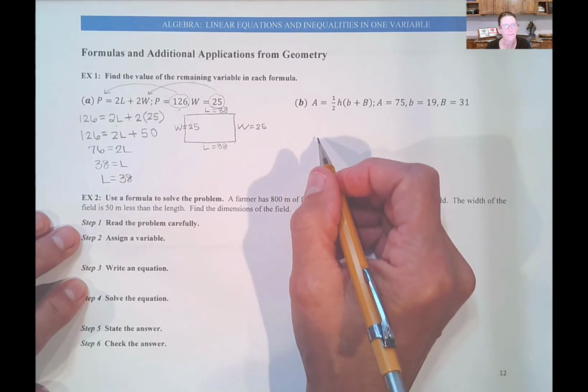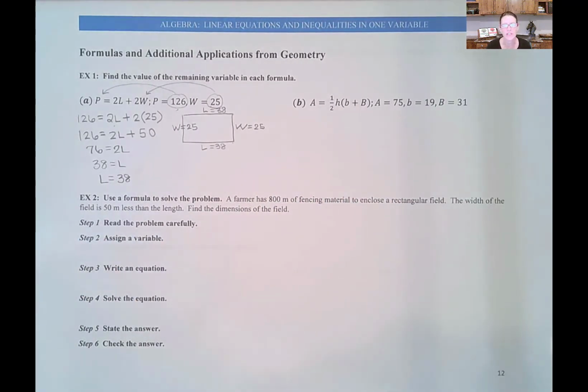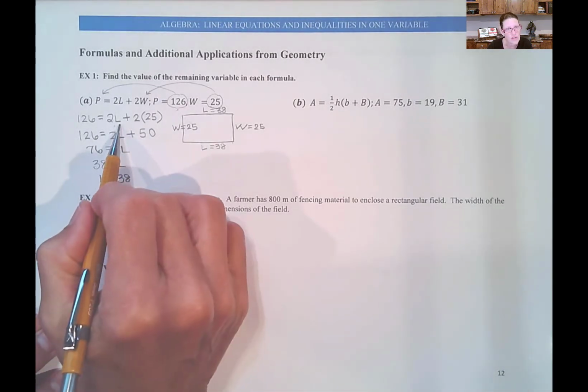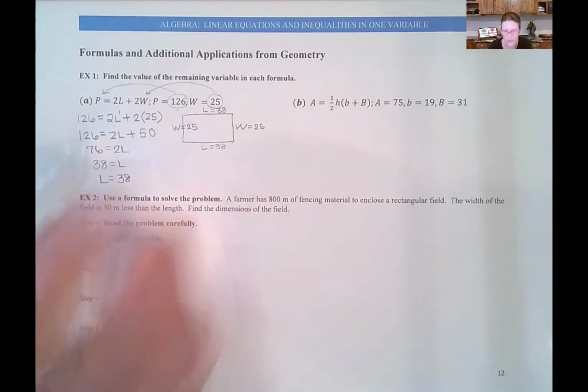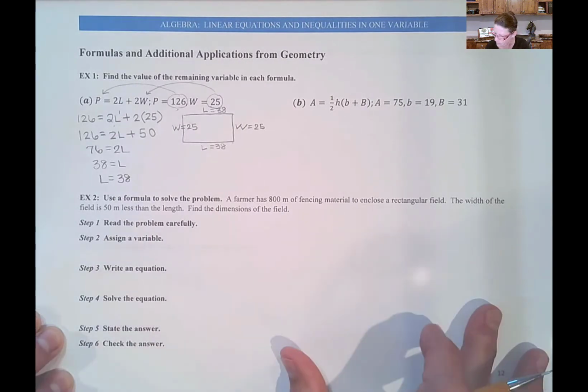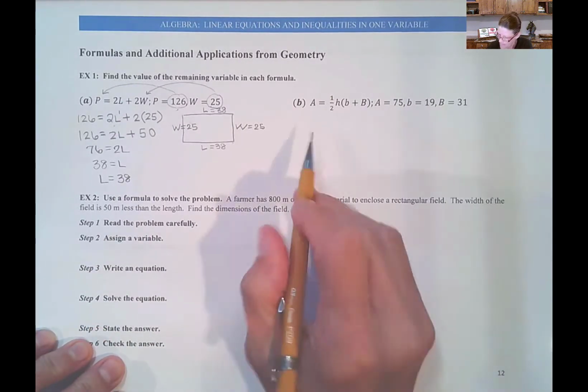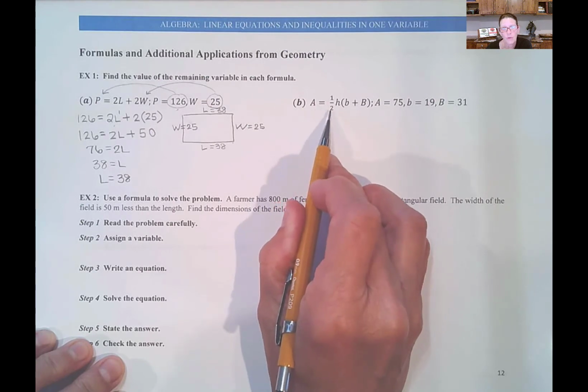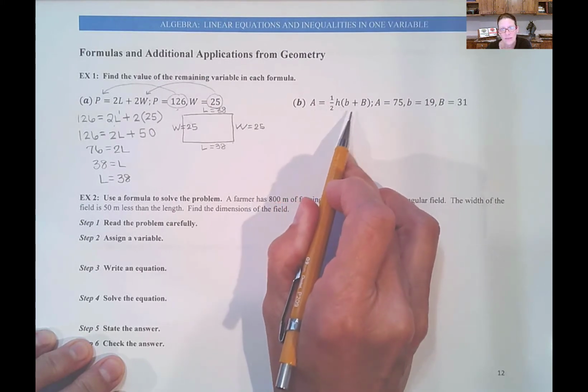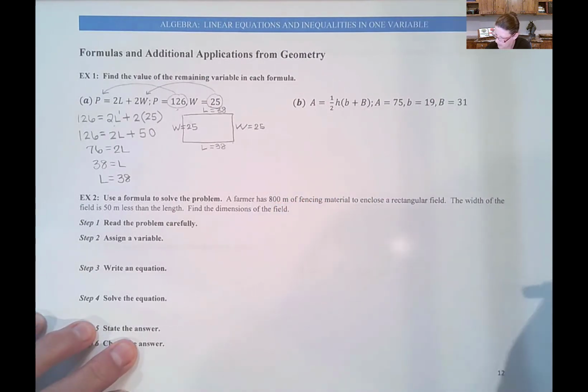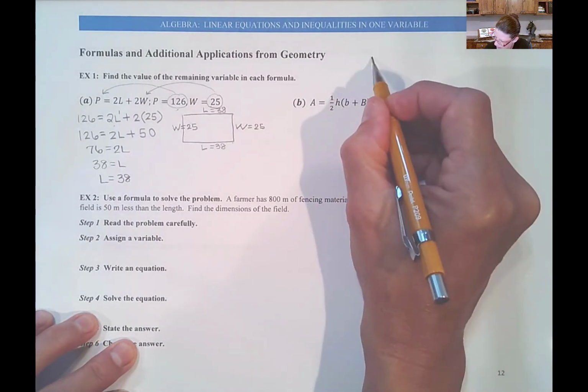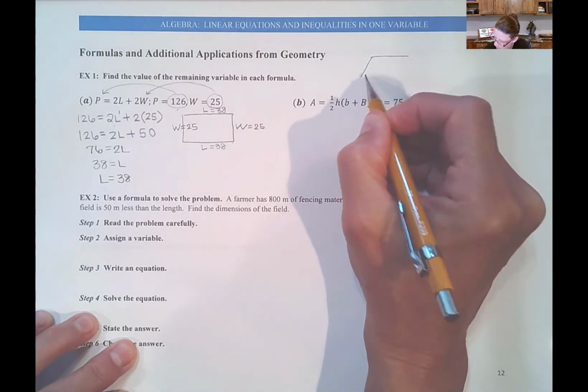In part B, the main focus is we're just getting used to working with formulas, substituting values, and solving for an unknown. And these are linear applications because we end up with an equation with a variable to the first power. Now in part B, we're given the formula A is equal to 1/2 h times, in parentheses, B plus b. Well, this is the area formula for a trapezoid.